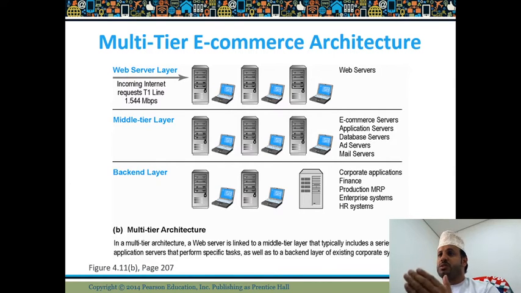And in multi-tier architecture, as you've seen, the web server layer is just the servers, and the client connects to the server, then to the middleware. Middleware contains all the e-commerce services, application servers, database servers, ad servers, mail servers, and so on. The back-end layer or third layer is just the corporate applications like finance, production, MRP and ERP systems, HR systems, which are just inside the organization and will not be published to others. This is called the back-end layer, which is the internal architecture.